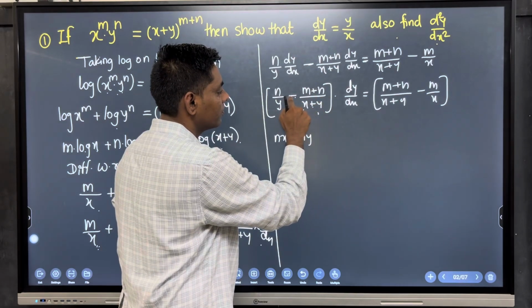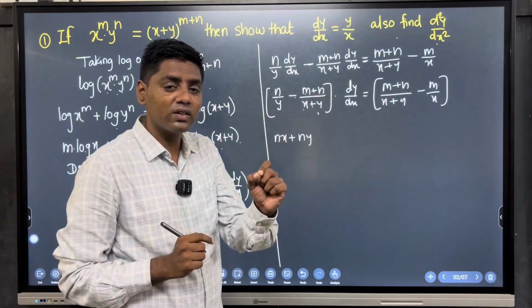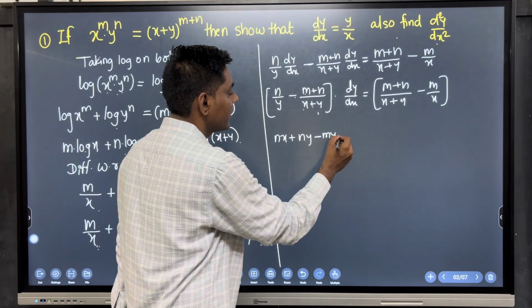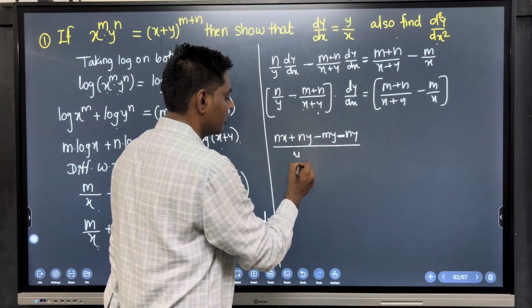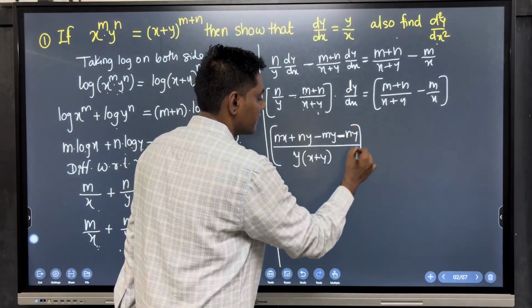When minus m goes to both, the minus sign goes to both, that is, it becomes minus m and minus n, remember. So when y multiplies, we get minus m into y and minus n into y. After the bracket expansion, what is remaining at the denominator? Y into x plus y, bracket complete, and this is dy by dx.